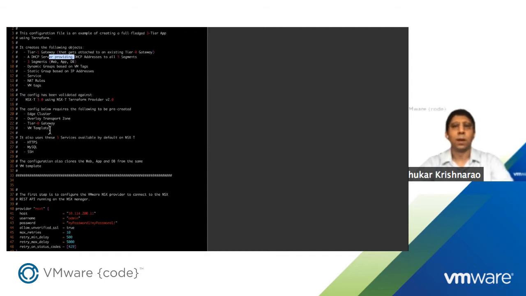Towards the end, when I want to create a new VM, I'm going to clone from an existing template in my case. So I have that VM template available in vSphere as well. It, of course, uses the HTTP, MySQL, and SSH services that are inbuilt within NSX-T.